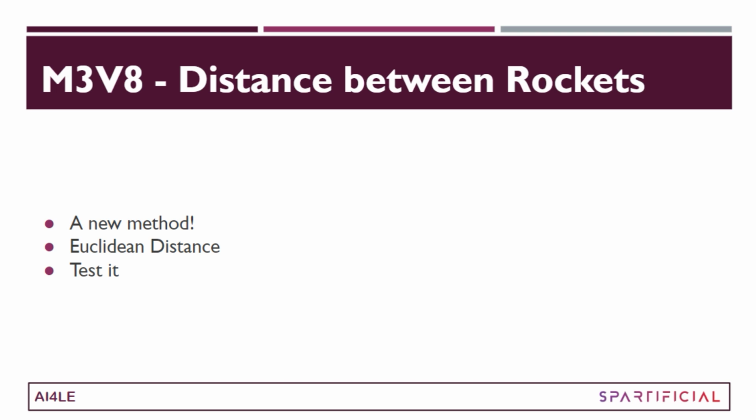Hello everybody, welcome to the 8th video of module 3, and here we are going to add one final method to this rocket class that's going to help us calculate the distance between two rockets, which are actually the instances of that same class. The distance we are going to measure is the Euclidean distance, and once this method is created we are also going to test it. So let's get started.